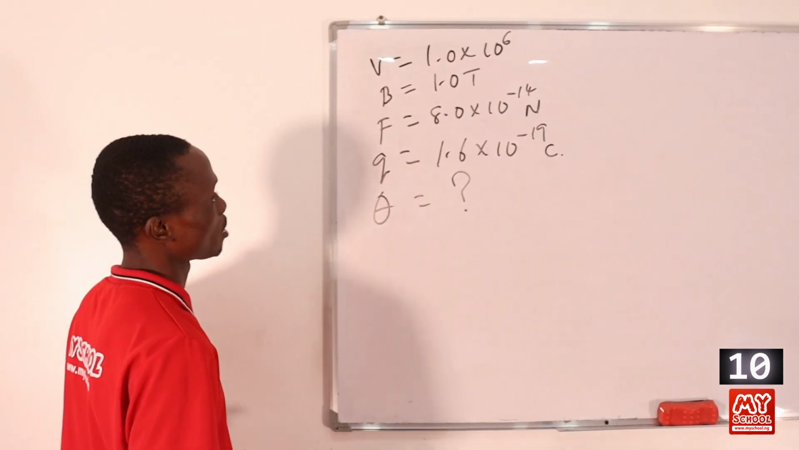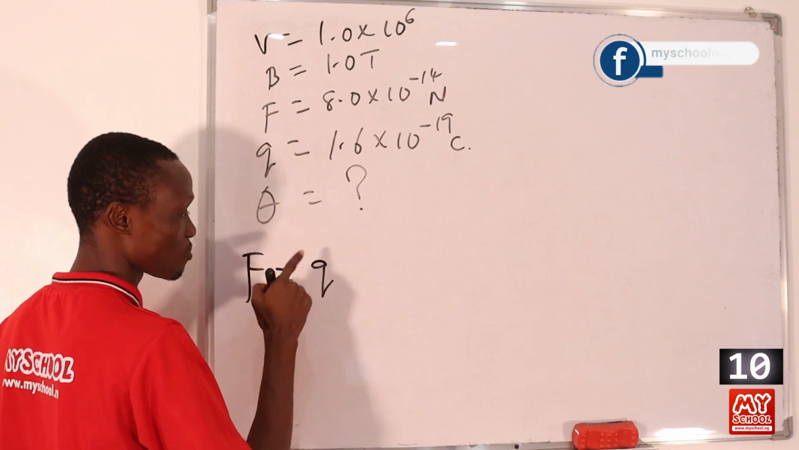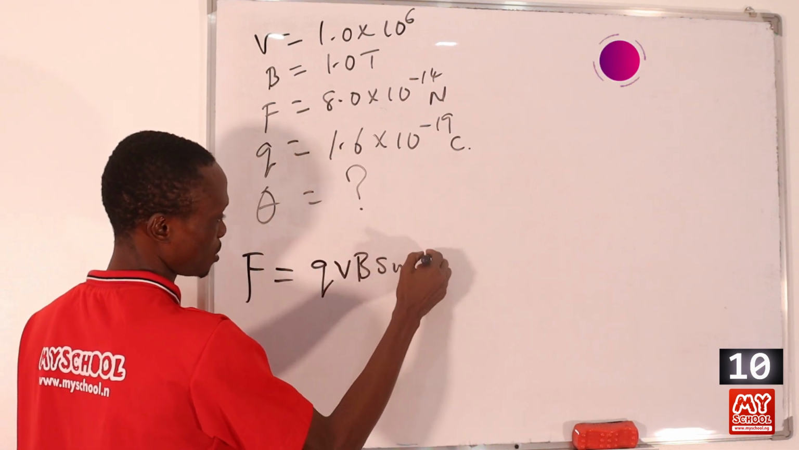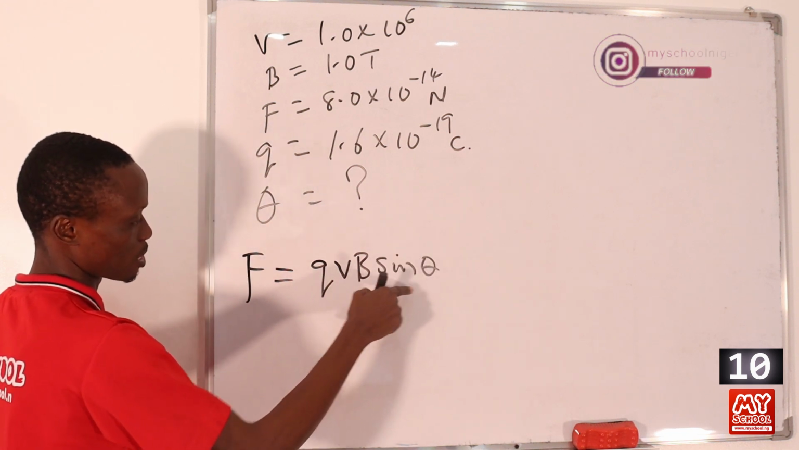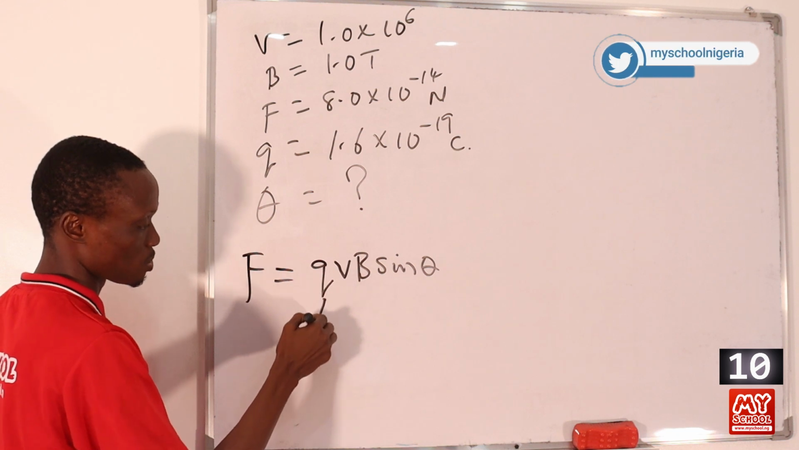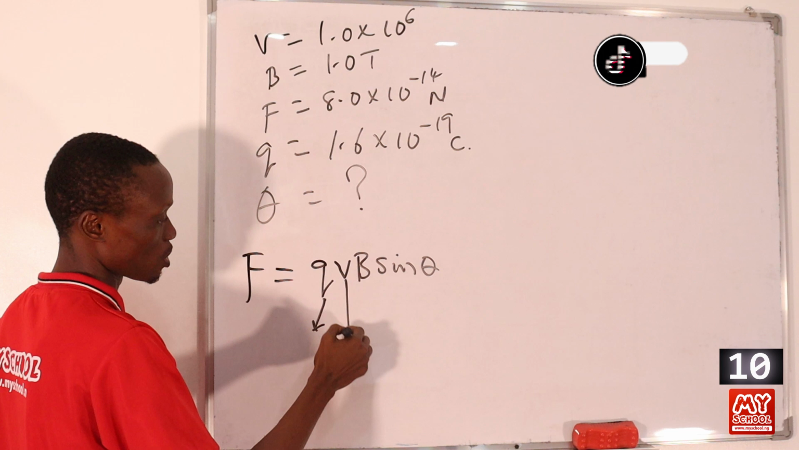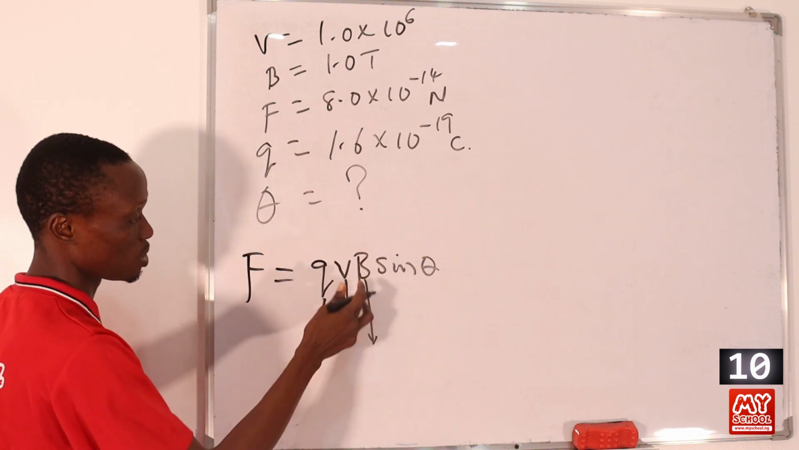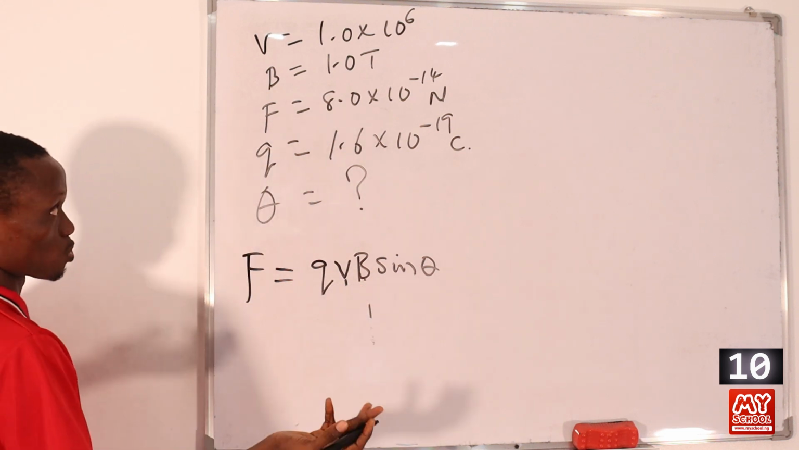Now remember that the magnetic force F is given as Q times V times B sine theta. Okay, so in this question we are asked to calculate sine theta. Remember that Q here represents the quantity of charge, V represents velocity, while B represents magnetic flux density given in teslas. Since we already know these values, it's just for us to substitute.